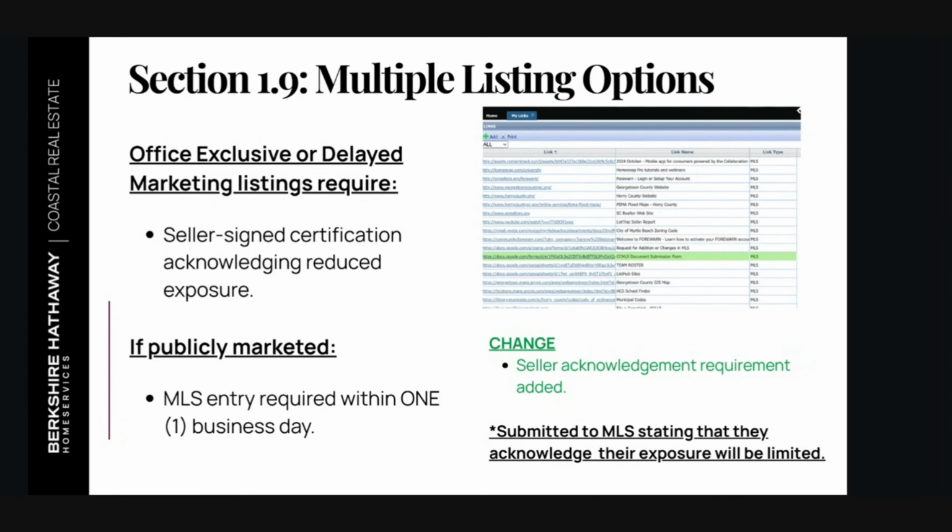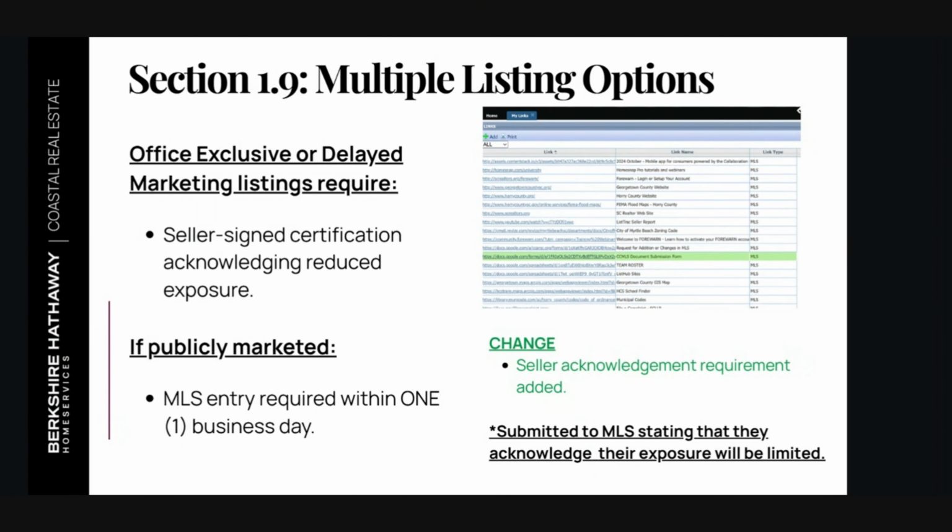The important part to remember is that if the property is publicly marketed in any way, then we go back to the previous rule. The listing must be entered into MLS within 1 business day, regardless of the original listing choice.